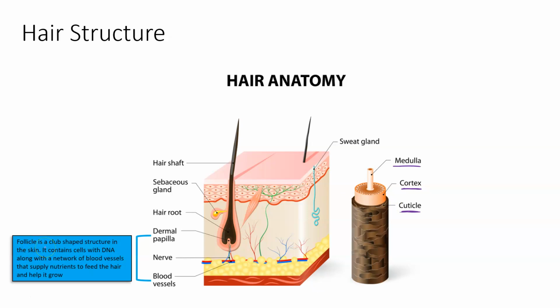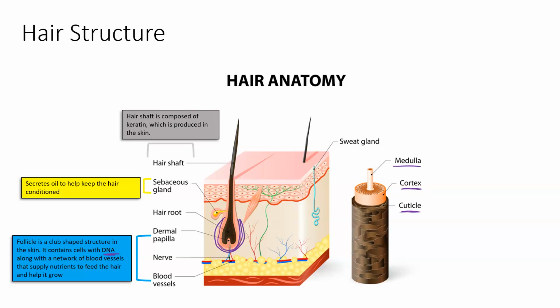So, follicle. This is the club-shaped structure that you see down here that is made of the dermal papilla, the nerve, and blood vessels. It's basically the bulbous end that is seated within the skin tissue. It contains cells with DNA, along with a network of blood vessels and a supply of nutrients to feed the hair and help it grow. Again, if a hair is removed and it contains the cells within the follicle, then you can get DNA from it. If the hair shaft breaks off, or if it falls out but does not have the follicle attached, you cannot get DNA from it. Again, the hair shaft is essentially just protein, and so you can't get DNA from it. Secretes oil to help keep the hair conditioned, lubricated, that kind of thing.